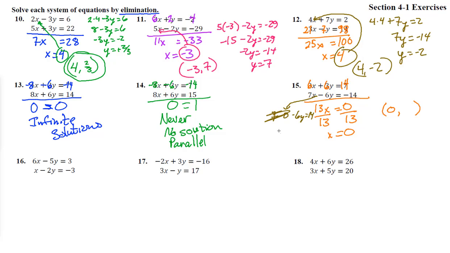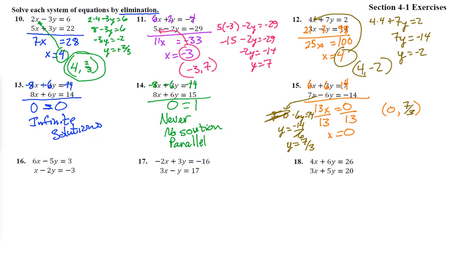So that's gone. Divide by a negative 6 and we get y equals negative 14 over negative 6. And that is positive 7/3. Y is 7/3. And you could check that and see if it works in both equations. 0, 7/3, yep, and it works, giving us that in the first equation as well.